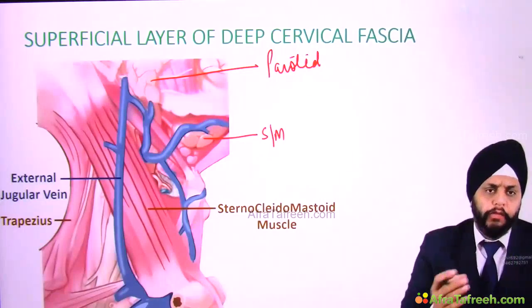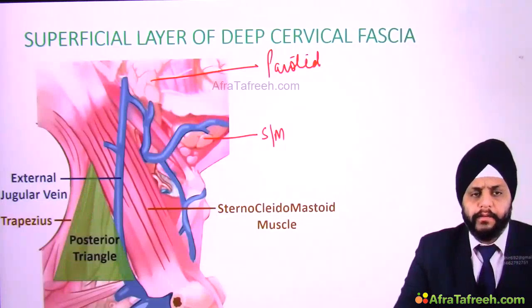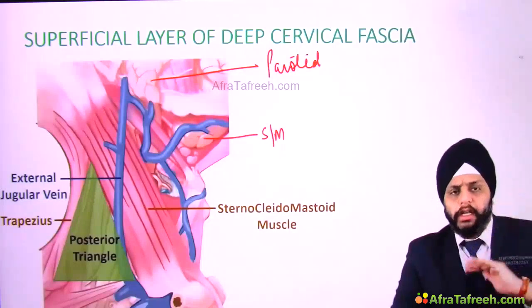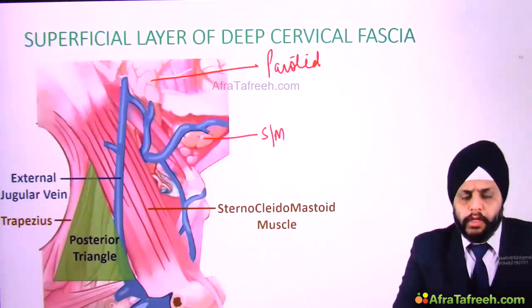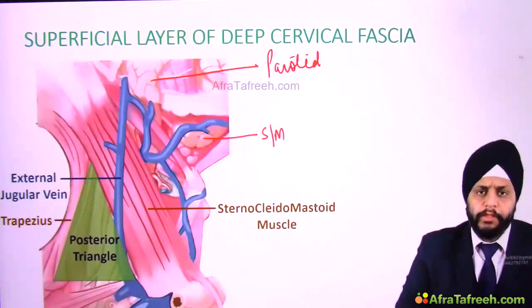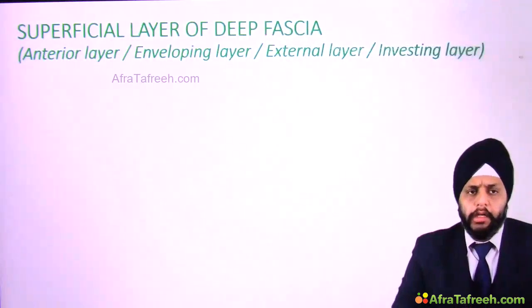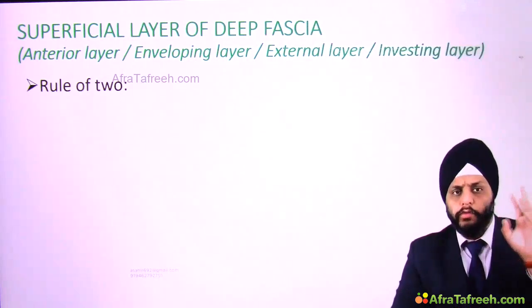Now you see we have removed the fascia, and you can see over here the posterior triangle of the neck. As I was telling you, the lateral aspect of the posterior triangle, which you can sometimes also call the roof of the posterior triangle, is formed by the superficial layer of deep cervical fascia. Remember, it follows the rule of two.